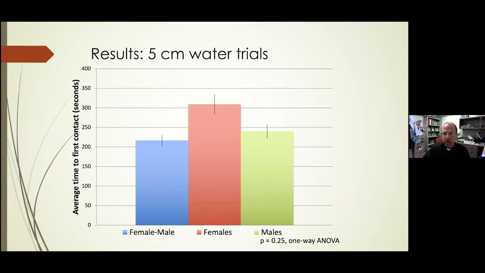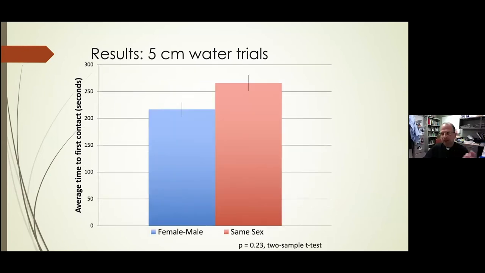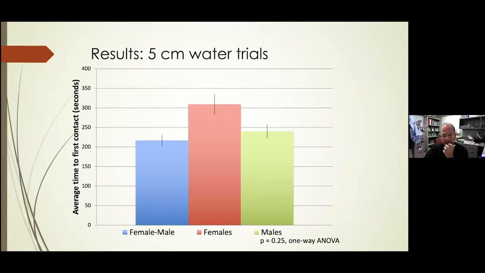Again, you can look at it when you separate out the male. So this one was just same-sex, male-male and female-female, but you separate it out and do an ANOVA. Same sort of result, it wasn't significant. But the timing is consistent with the hypothesis.